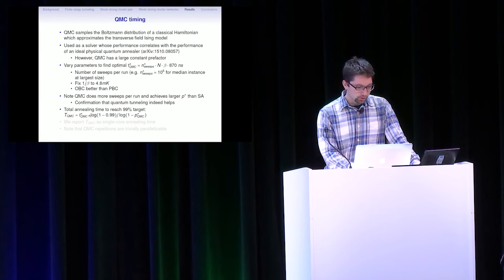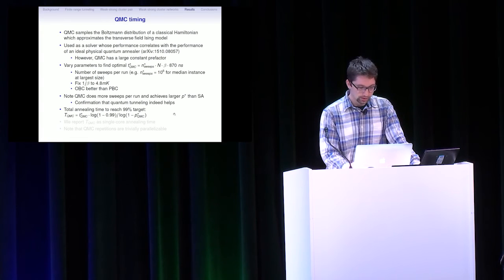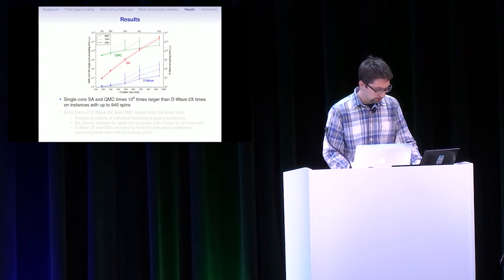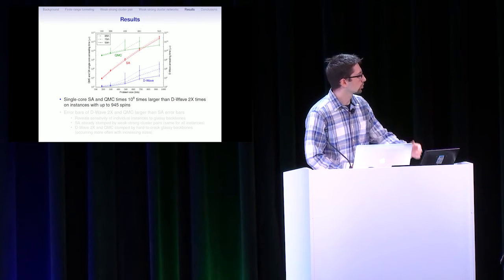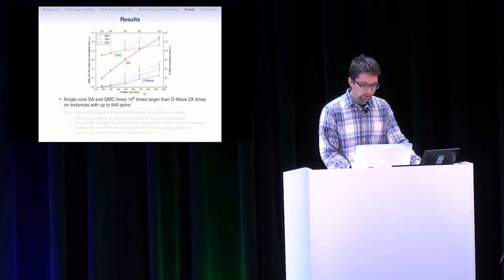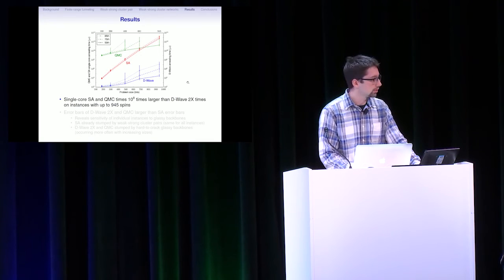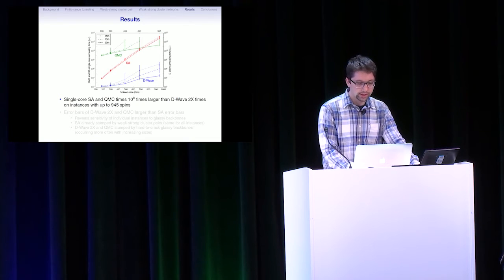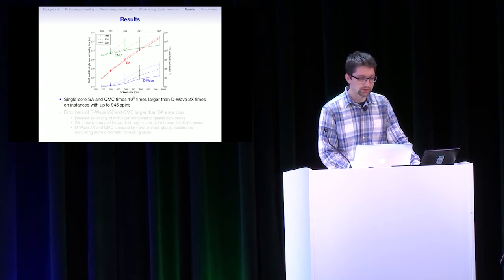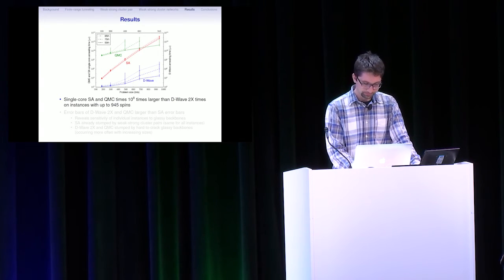Okay, so this is the expression for the total annealing time of QMC. And again, we report single core annealing times for QMC as well, and we know that the QMC repetitions can be parallelized also. These are the main results that we find. I guess Hartmut already introduced you to this figure in his introduction. So here we find that single core simulated annealing and QMC times are 10 to the 8 times larger than the D-Wave 2X times on instances of the weak-strong cluster networks of sizes up to 945 variables.